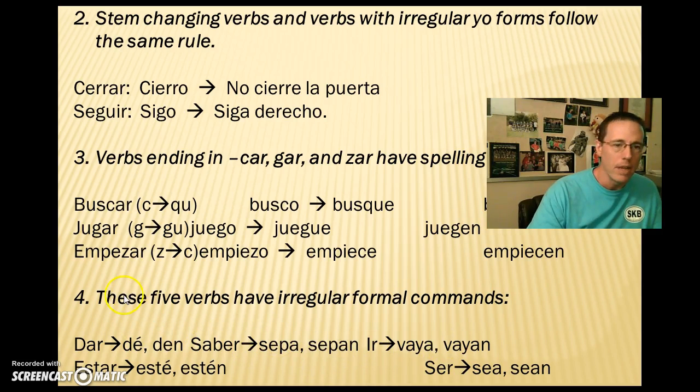It's kind of hard to read it here, but these 5 verbs have irregular formal commands. For example, dar becomes de or den. Saber becomes sepa or sepan. Ir becomes vaya or vayan.